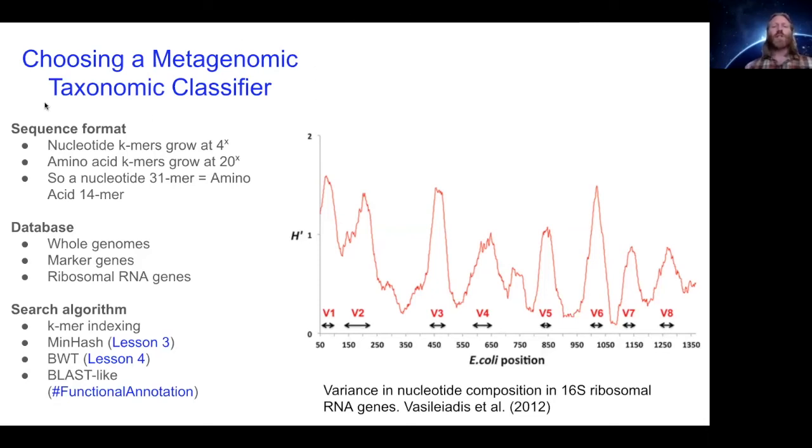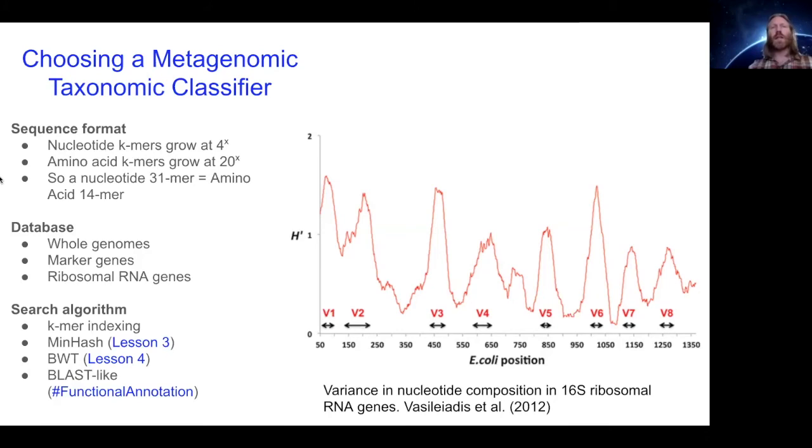So when you're choosing a metagenomic taxonomic classifier program, a few things you might want to keep in mind. One is which sequence format you're going to use, whether you're going to use nucleotides, where the Kmers grow at 4 to the K, or amino acid Kmers, where they grow at 20 to the K. That may play a role in which one you choose.